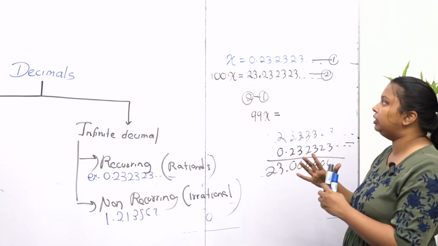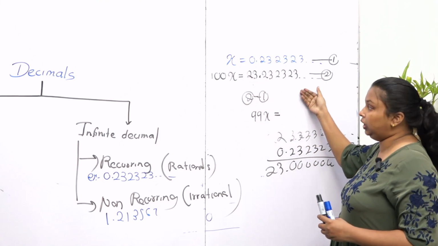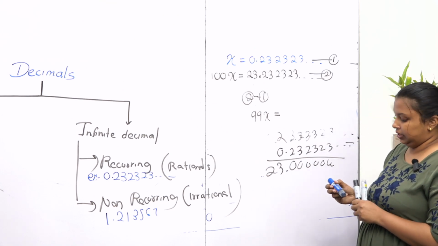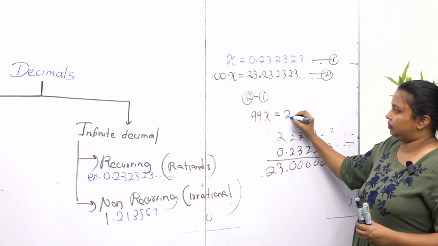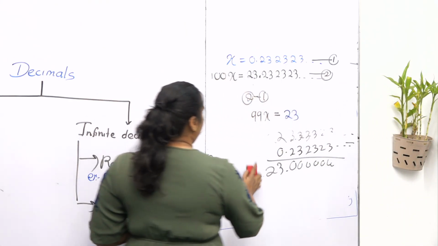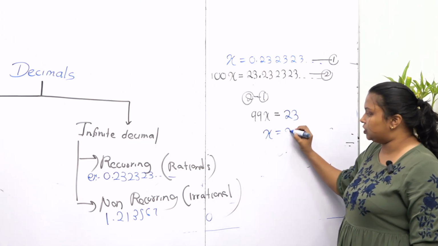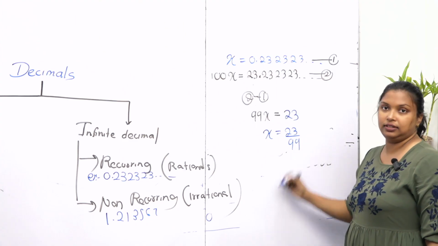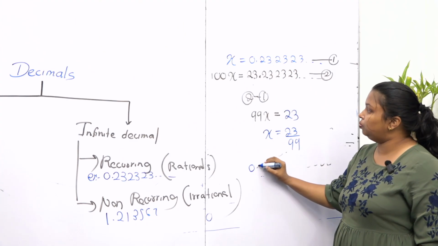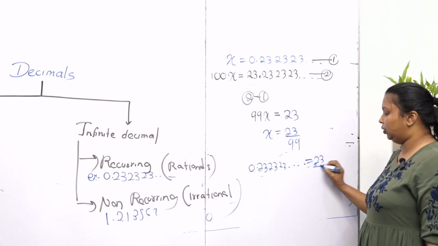Clear? So I multiplied by 100 so that this skips 2 decimal places and this is 23.23232323. When I subtract, 99x is equal to 23. Clear? I can divide both sides of this equation by 99 now. So I will get x equals 23 over 99. Clear? What is x? This one here, 0.232323. This recurring decimal is equal to 23 over 99.